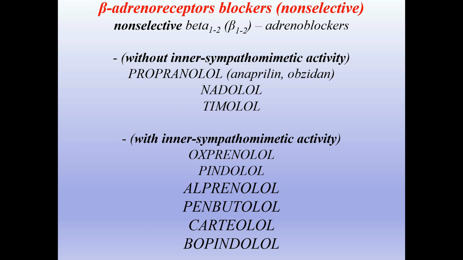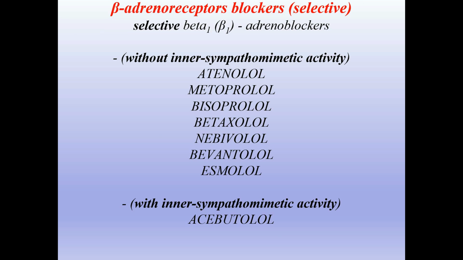More detailed classification of non-selective beta-adrenergic receptor blockers. Without intrinsic sympathomimetic activity: propranolol, trade names Anaprilin, Inderal, nadolol, and timolol. With intrinsic sympathomimetic activity: oxprenolol, pindolol, alprenolol, penbutolol, carteolol, bopindolol. And selective ones without intrinsic sympathomimetic activity: atenolol, metoprolol, bisoprolol, betaxolol, nebivolol, bevantolol, esmolol, and with intrinsic sympathomimetic activity, acebutolol.